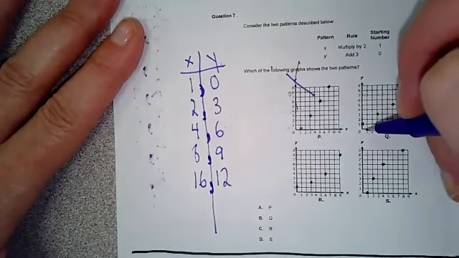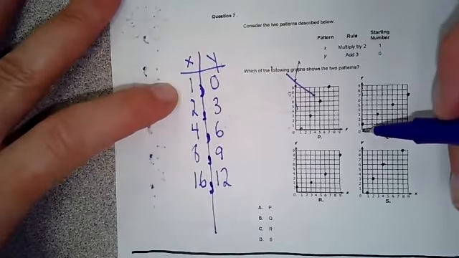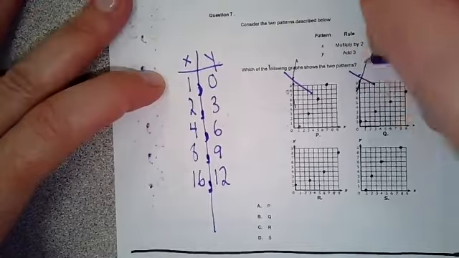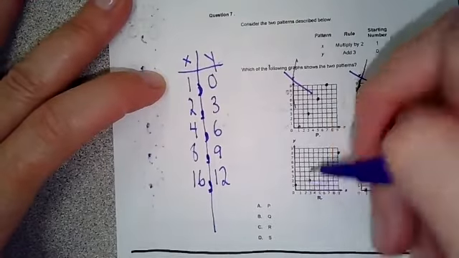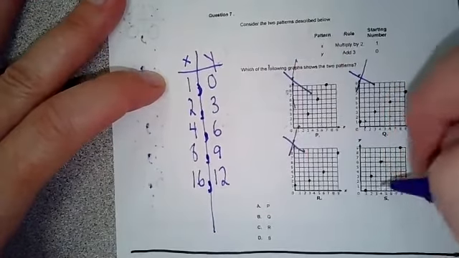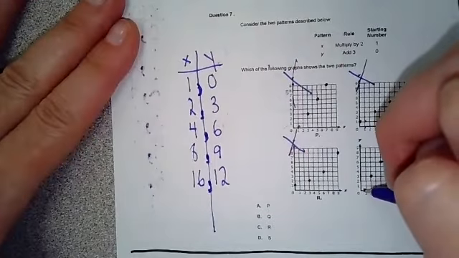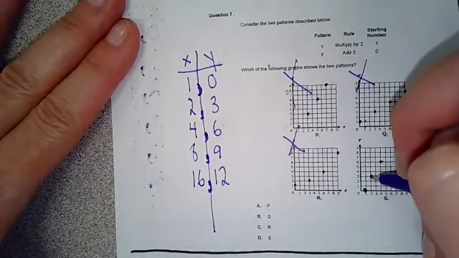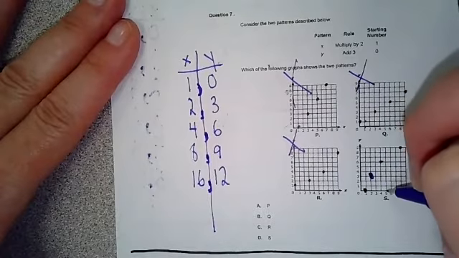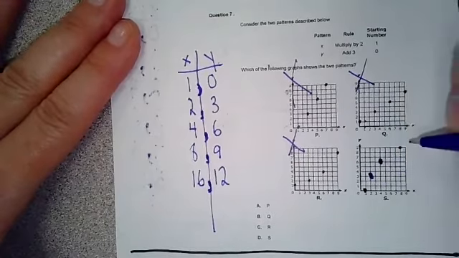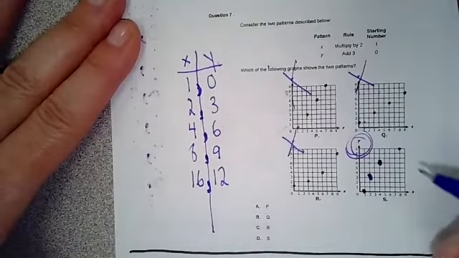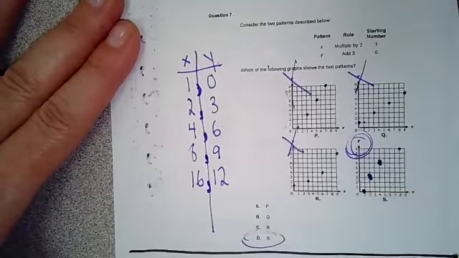All right, let's look at this next one. Run 1, jump 0. That's not it. And this last one. Run 1, jump 0. All right, it's right there. Run 2, jump 3. Right there. Run 4, jump 6, right there. This is our graph right here. So the answer is S, which is D.